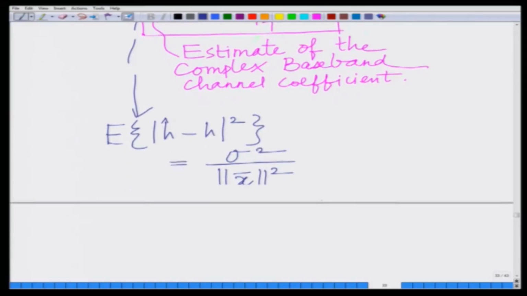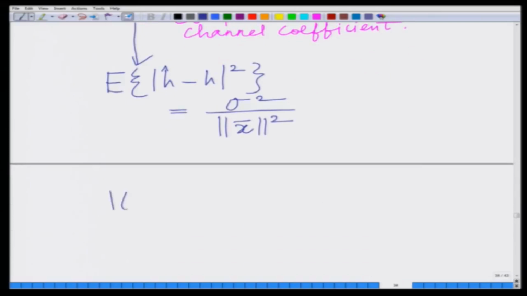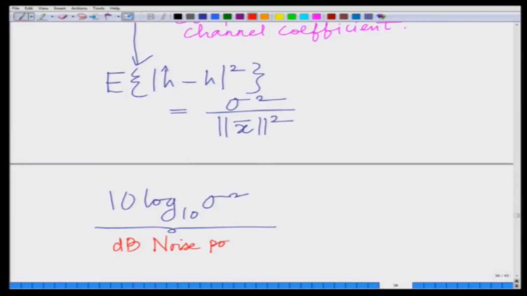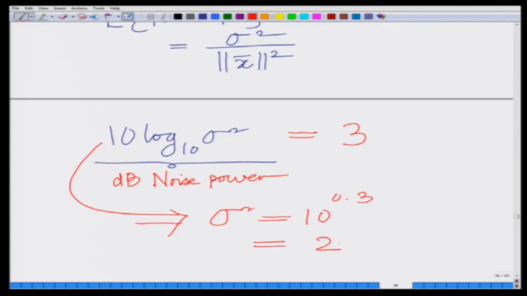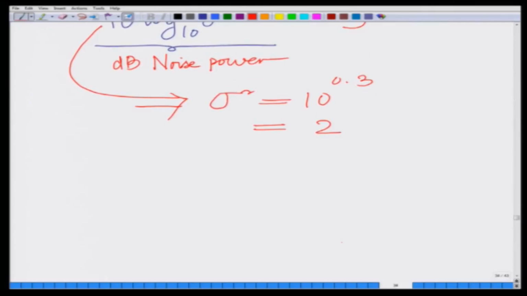It has already been given that the dB noise variance, that is 10 log 10 sigma square, what is this? This is your dB noise variance or noise power, which equals 3 dB. So, 10 log to the base 10 sigma square equals 3, which basically implies that sigma square equals 10 to the power of 0.3, which is equal to 2. Alright. So, the noise variance sigma square equals 2, which means the variance of the channel estimate.